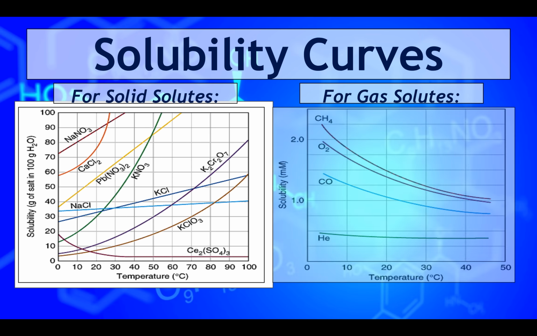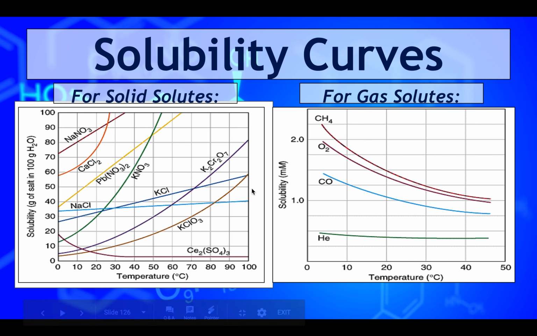If we're looking at gases, as you can see, for the most part, the higher the temperature, the lower the solubility is. It's very possible that you'll see one of these types of questions on the EOC. The question may sound something like, at 50 degrees Celsius, how much potassium chloride will dissolve in 100 grams of water? All you have to do is follow this 50 degrees Celsius over, and then measure, and I would say it's about 42 or 43 grams of potassium chloride will dissolve at 50 degrees.